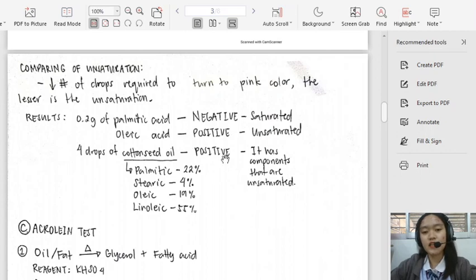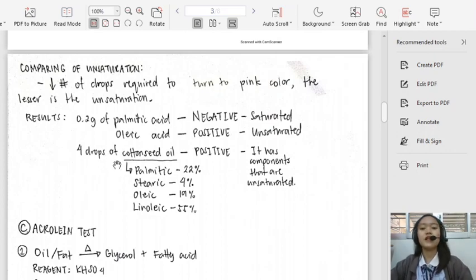Pero hindi ko na sinali yung number of drops dito kasi nga, hindi naman natin pinerform. Okay? So, doon na lang tayo sa ideas or sa positive and negative result. Okay? So, hindi ko na sinali yung number of drops na kinailangan dito.